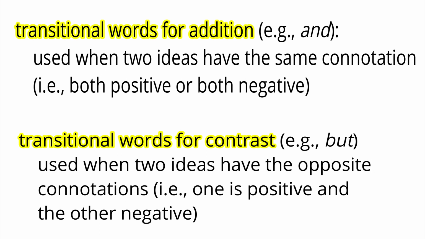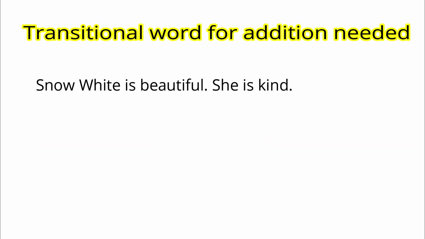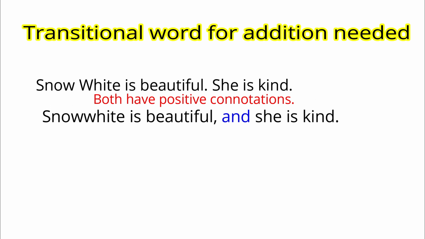These are examples where a transitional word for addition is needed. Snow White is beautiful. She is kind. Both sentences have positive connotations, so to combine them, we need a transitional word for addition. Snow White is beautiful and she is kind.